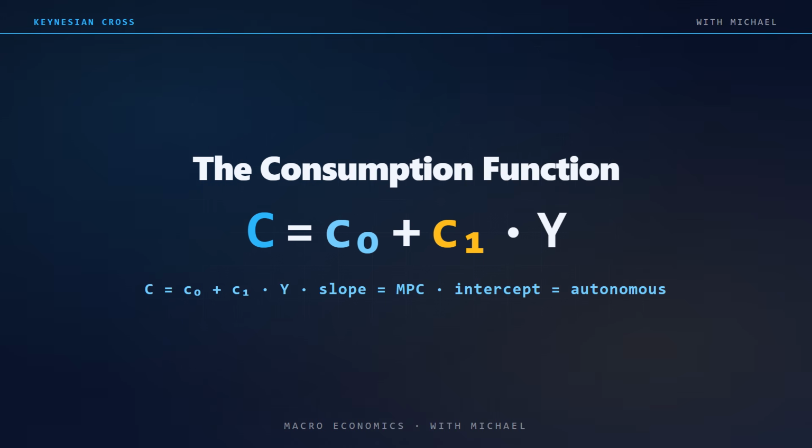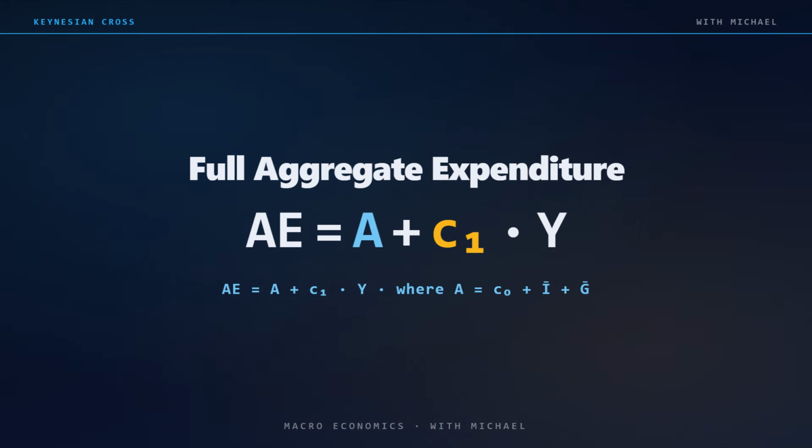Now we can write the full aggregate expenditure function. AE equals C plus I plus G, substituting AE equals C0 plus C1 times Y, plus I bar, plus G bar. Grouping autonomous terms, AE equals A plus C1 times Y, where A is the sum of all autonomous components: autonomous consumption, investment, and government spending. This is a straight line with slope C1, the MPC.